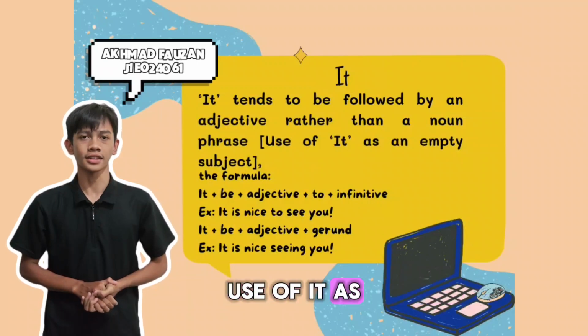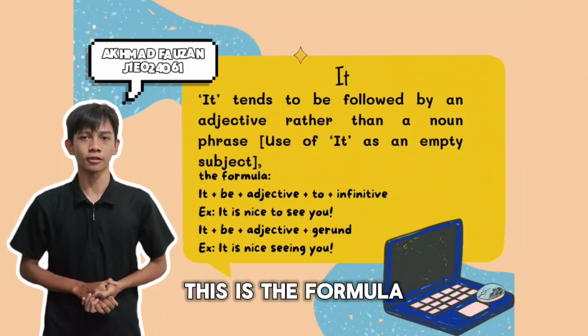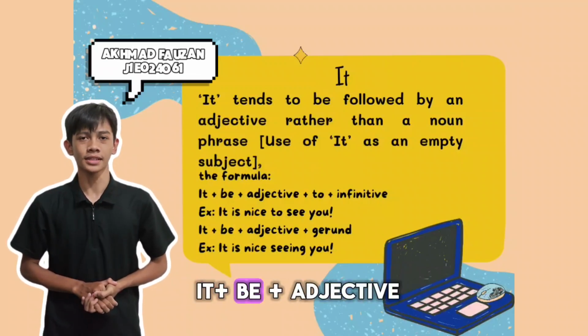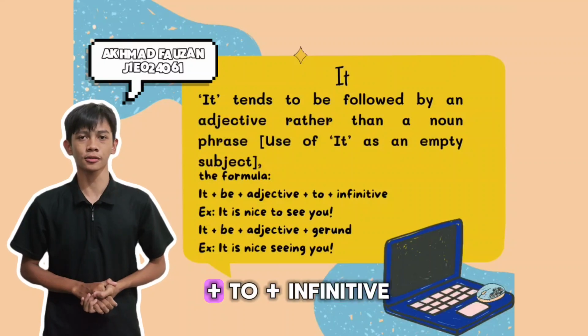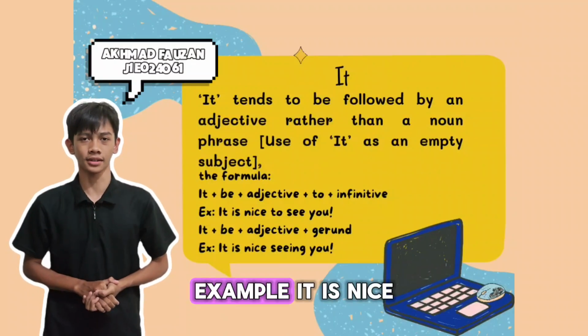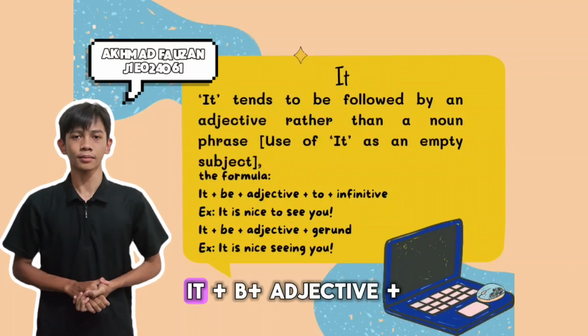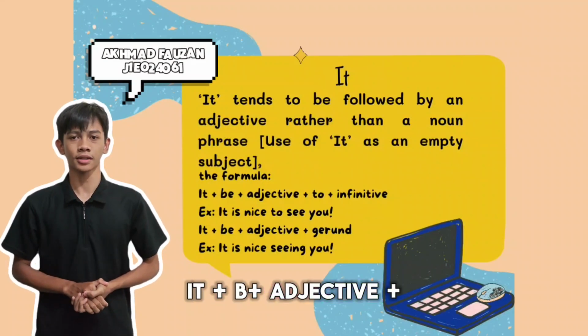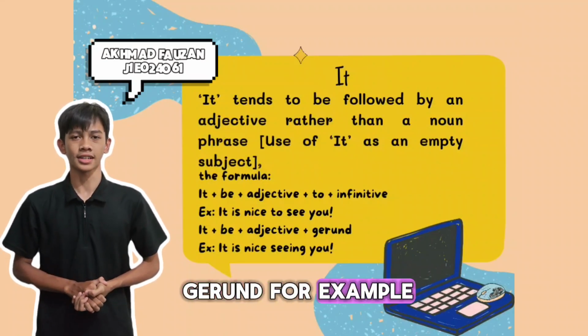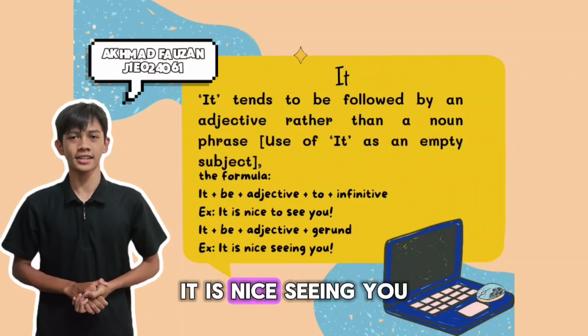Use of it as an empty subject. This is the formula. It plus be plus adjective plus to plus infinitive. Example. It is nice to see you. It plus be plus adjective plus gerund. For example, it is nice seeing you.